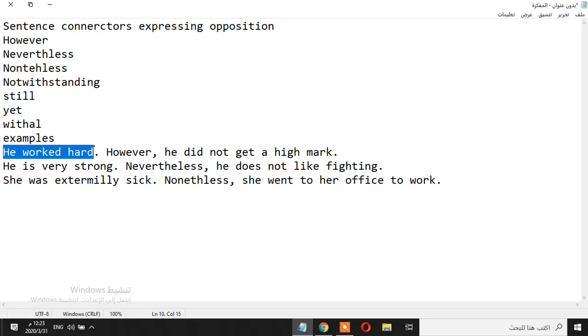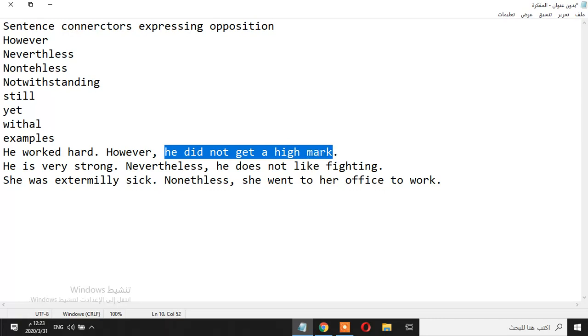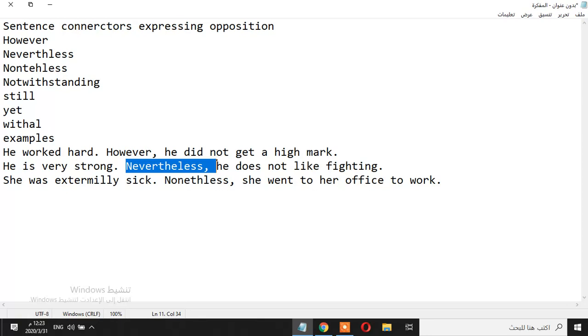He worked hard, full stop. However, he didn't get a high mark. The second notion expressed: if a person works hard, it is expected that he gets a high mark. But the opposite idea is: he worked hard, but however, nonetheless, notwithstanding, yet, withal, nevertheless, he didn't get a high mark. The idea expressed is opposing the idea that comes first.